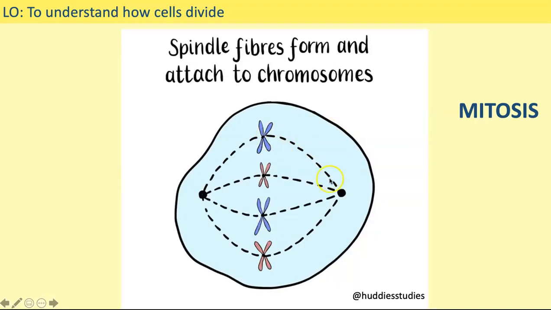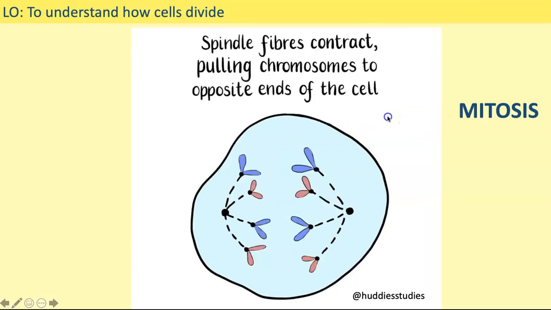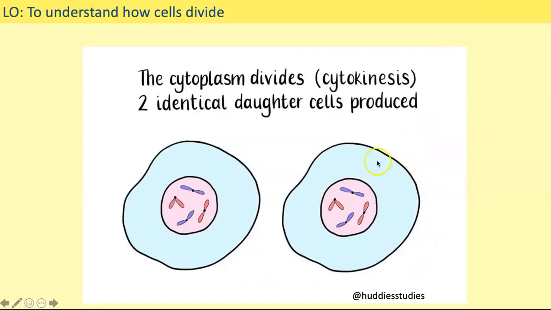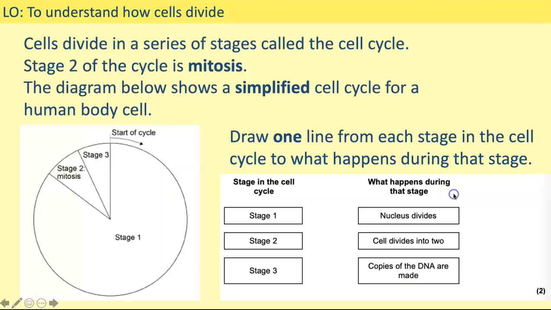Then we have spindle fibres forming, and these attach to the chromosomes. These spindle fibres contract or shorten, and this pulls the chromosomes to opposite ends of the cell. So remember, we've got 1 of each chromosome because they replicated. Then the nuclear membrane reforms, so we've got the 2 nuclei forming here. And then cytokinesis occurs and we have the 2 identical daughter cells being produced.